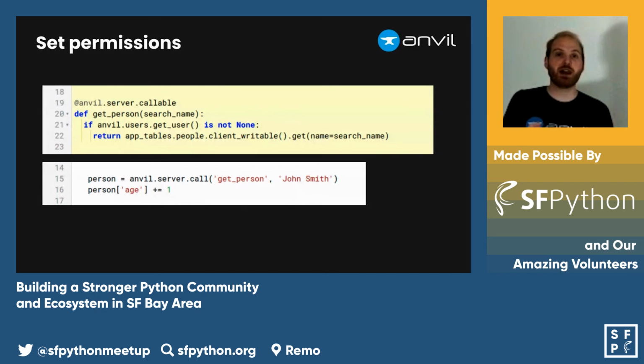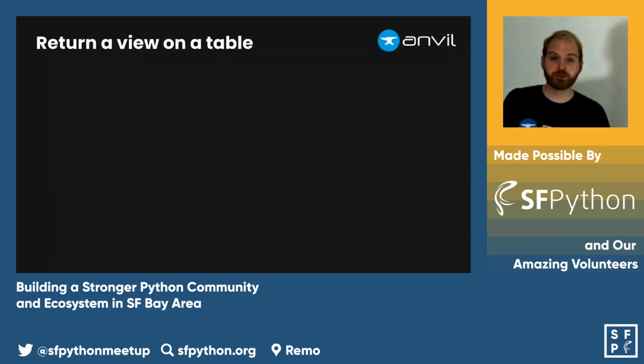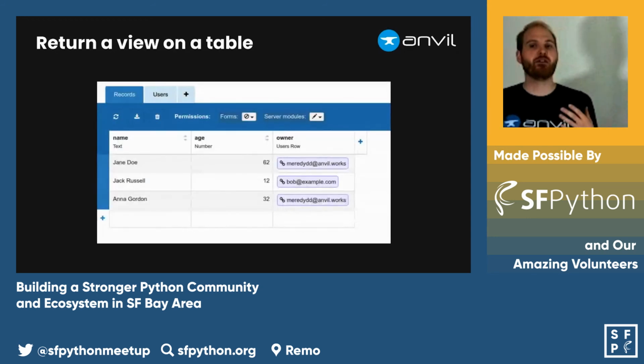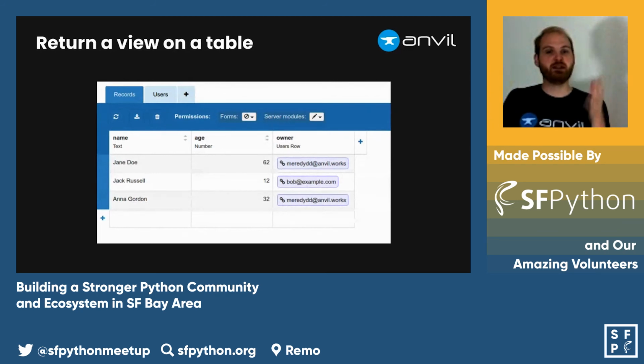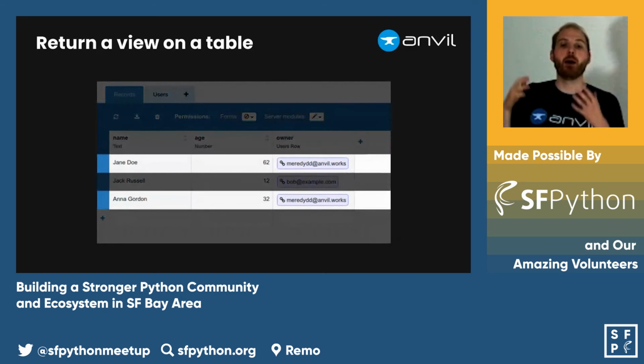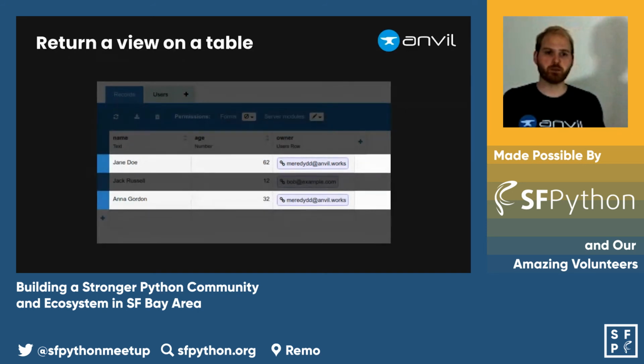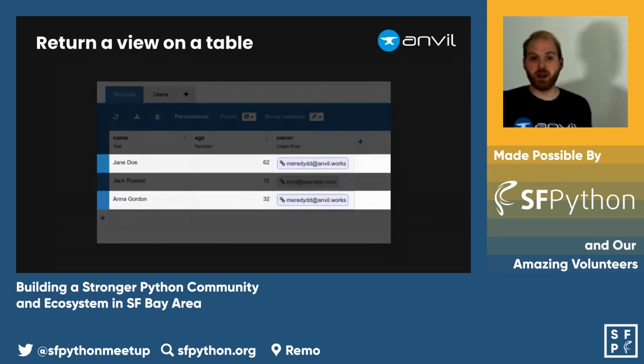We can be even cleverer than that. We can return views on tables, because tables themselves are portable objects. So here's the scenario. We have a set of records in a table, and each of these has an owner, so it's linked to a row from the users table. And what we want to do is to enable the user code to access all rows that are owned by Meredydd at Anvil.works. And we can do this.